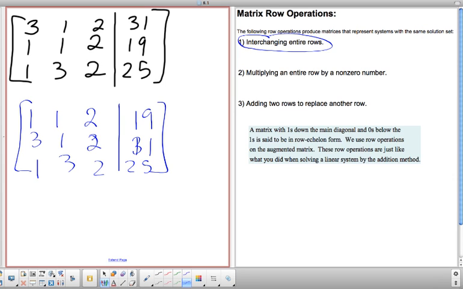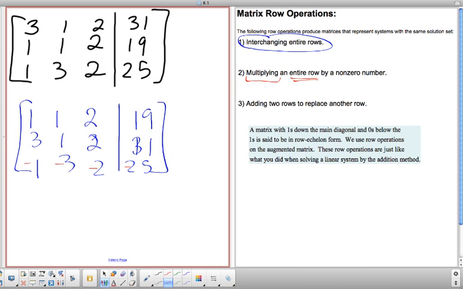This matrix is still talking about the same system. All I did was change the order of the equations and how I wrote them down. The second thing that's legal is you can multiply an entire row by a non-zero number. You can't multiply everything by 0, but you can multiply everything by 2 or negative 2 or 1. So for instance, I am going to multiply the bottom equation by negative 1, and I'm going to get the following.